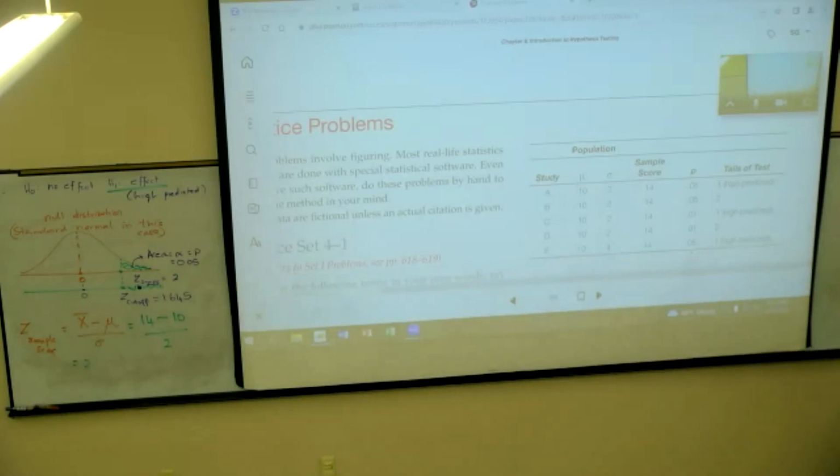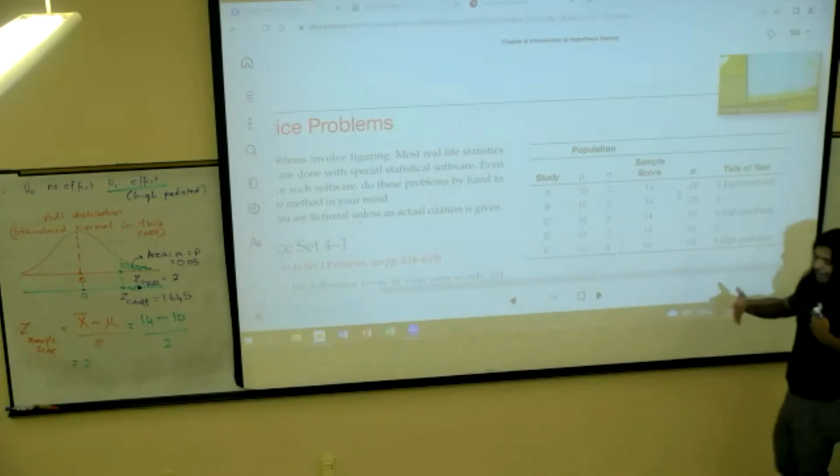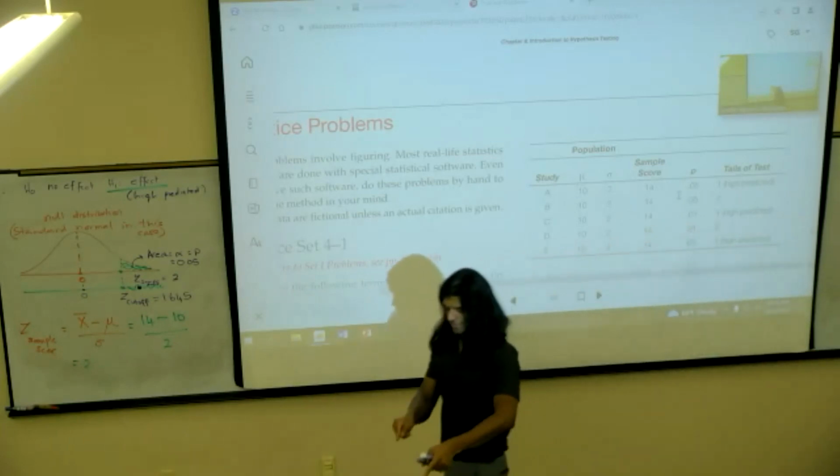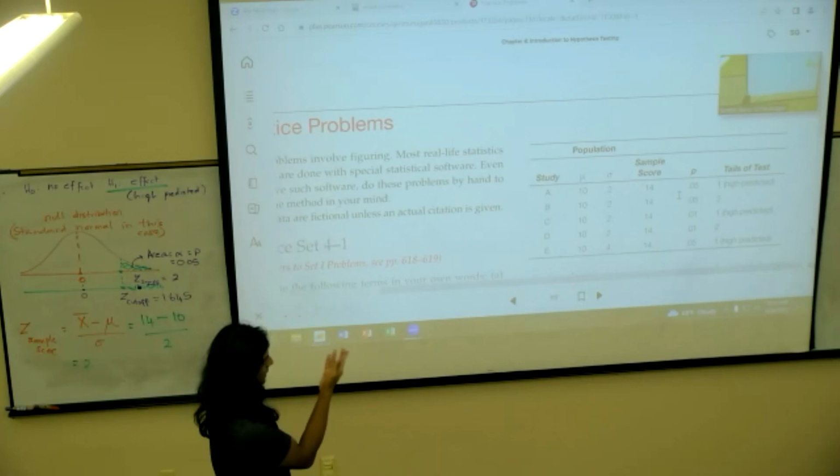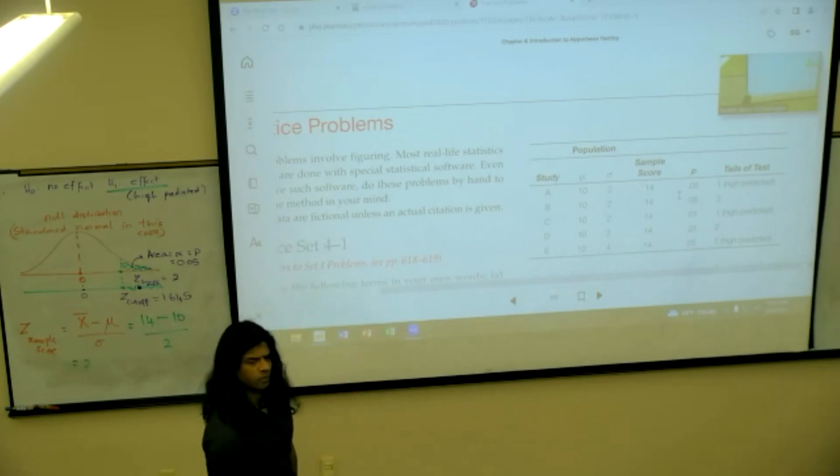Study B. Mean is still the same, standard deviation is still the same, sample score is still the same, P or alpha is still the same. The number of tails in this case is 2, yes? Which would make it a bidirectional test. My question to you, Hayden: is high predicted in study B? Why? Right.